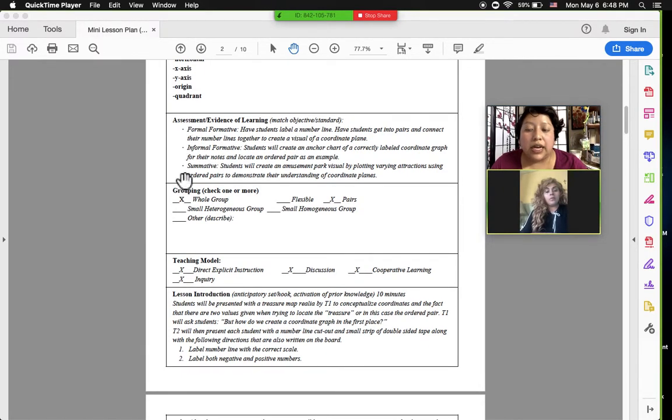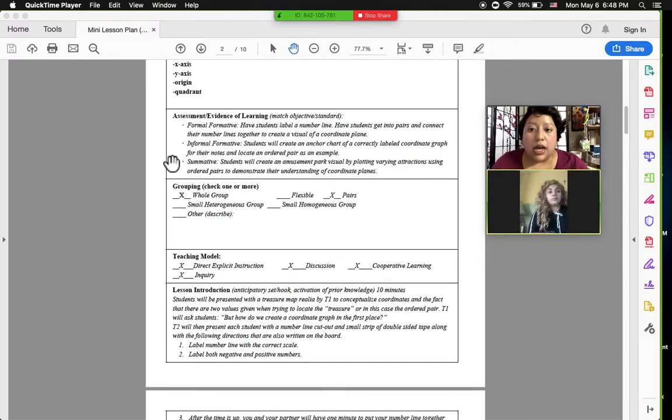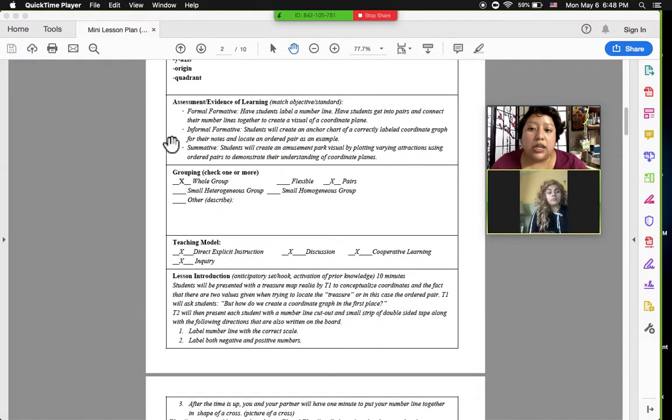Apart from that, we also have 3 series of assessments. We have the informal formative, where students are just being asked to draw a number line just to show what they know. This is something that is very familiar to them, and so it creates a sense of accessing background knowledge and a sense of being in a safe space where they can show what they know. The formal formative is more defined by creating an anchor chart, which they would use to correctly label a coordinate graph and to locate an ordered pair as an example, apart from any warm-ups or do nows that they could have.